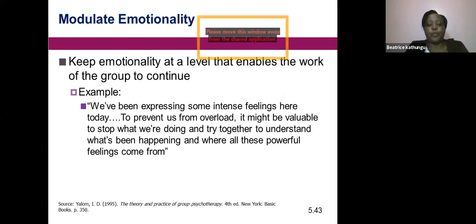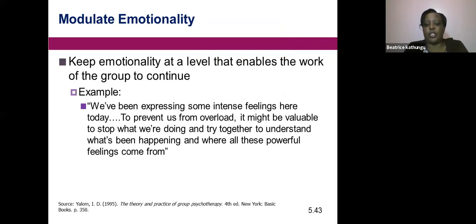For example, you can say something like, we've been expressing some intense feelings here today. To prevent us from overload, it might be valuable to stop what we are doing and try together to understand what's been happening and where all these powerful feelings come from. What this statement is doing is moving away from the emotive part of the participant to the cognitive part of the participant. So you want to shift from emotion to cognition.